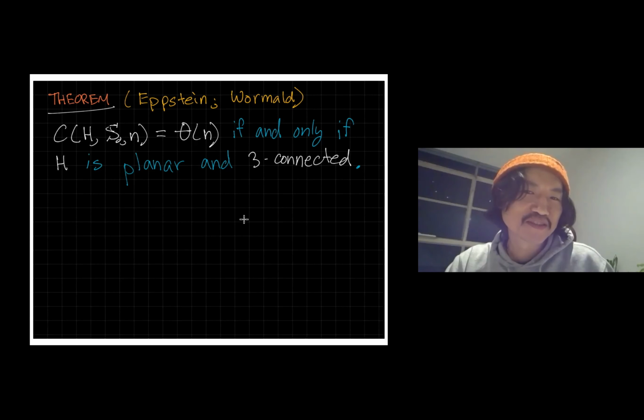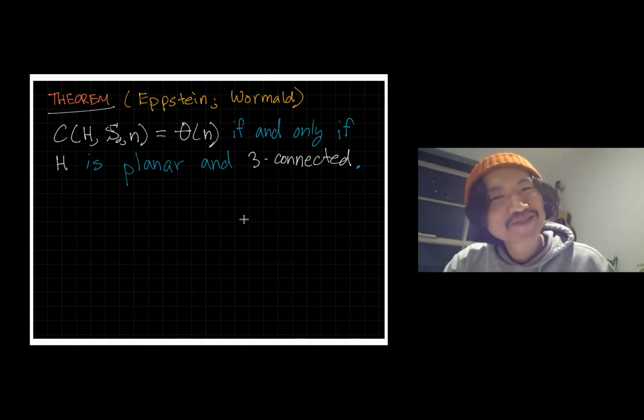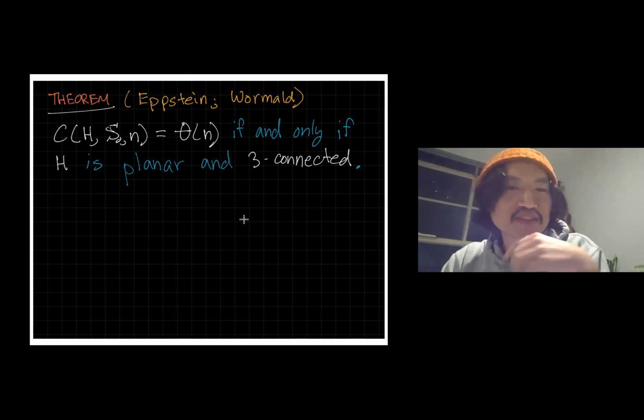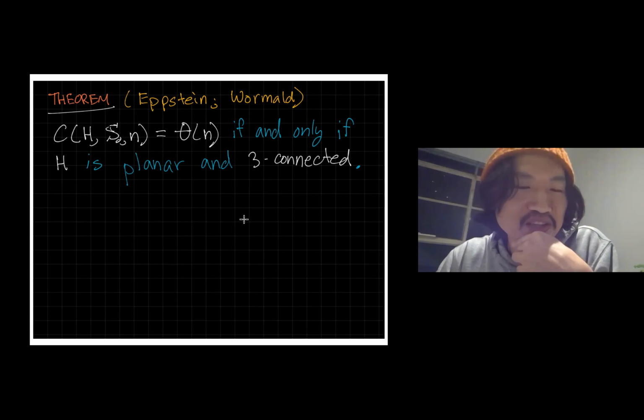It says you've got linear growth if you're three connected. It doesn't say what the extremal function is if you're not three connected. So that's something we also want. And we also want to extend this to all surfaces. Once you move to an arbitrary surface, this H can now be a non-planar graph.